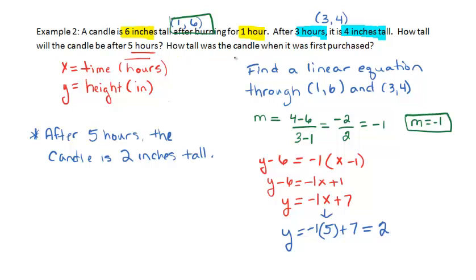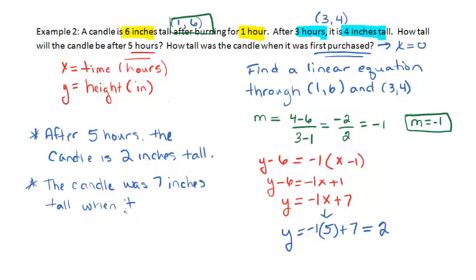They also ask us, how tall was it when it was first purchased? Well, when it was first purchased, this would tell me that I want to find out when my time, my x value, is equal to 0. Well, x being equal to 0 is the same as my y-intercept. My y-intercept is 7. So the candle was 7 inches tall when it was first purchased.